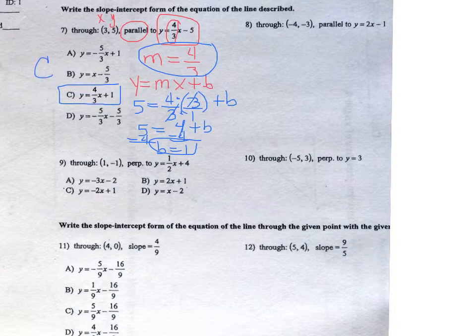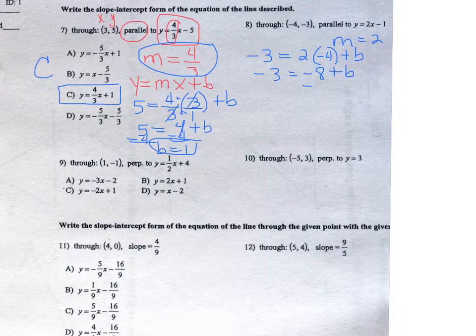Now the same thing happens with number 8. Okay, so when I put in the equation, the slope is 2. I put that information into the equation, so it's -3 equals 2 times the x, which is -4, plus the b. So it's -3 equals -8 plus b.